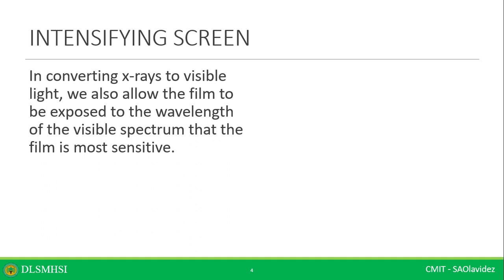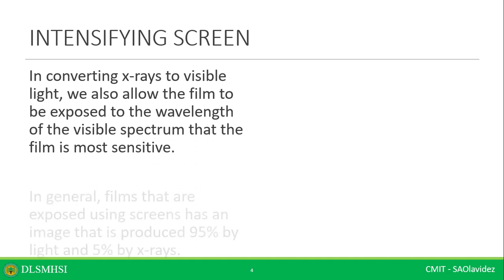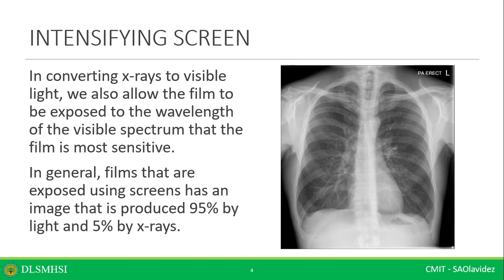Now, in general, films that are exposed using screens have an image that is produced 95% by light and only around 5% by X-rays. When you see a radiograph such as this chest X-ray, you have to think that the image that you see is caused by 95% light emitted from the intensifying screen and only around 5% by direct exposure to X-rays.